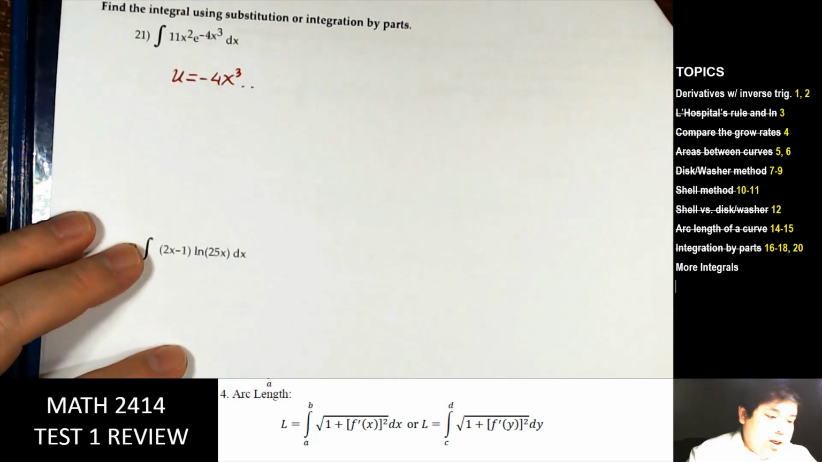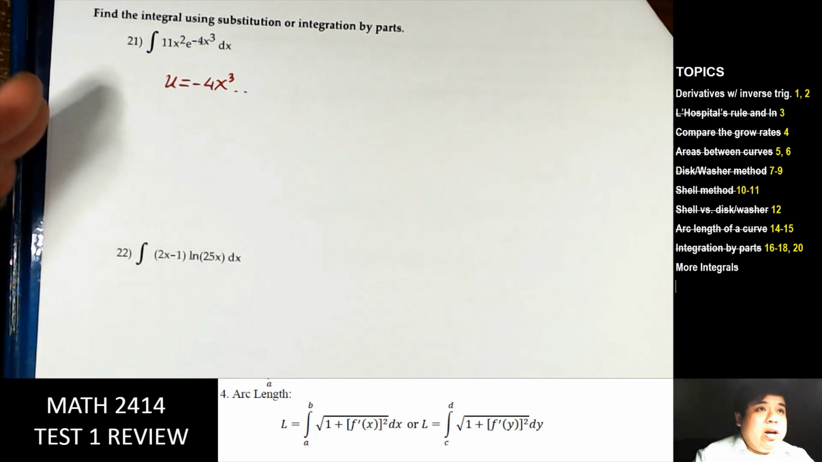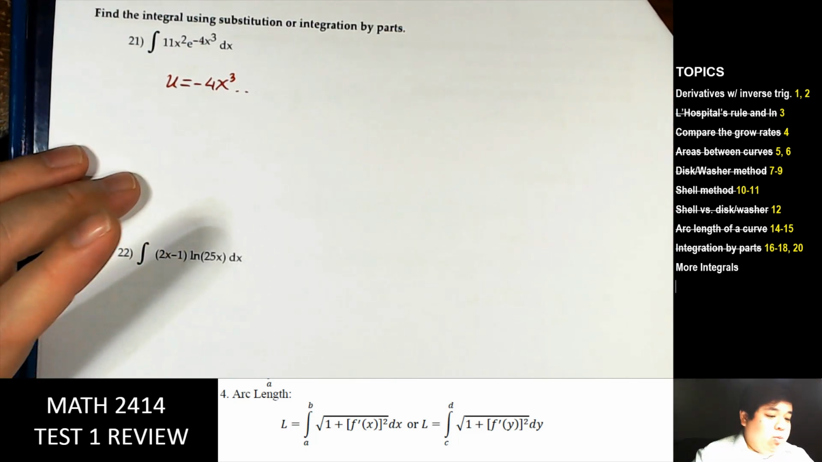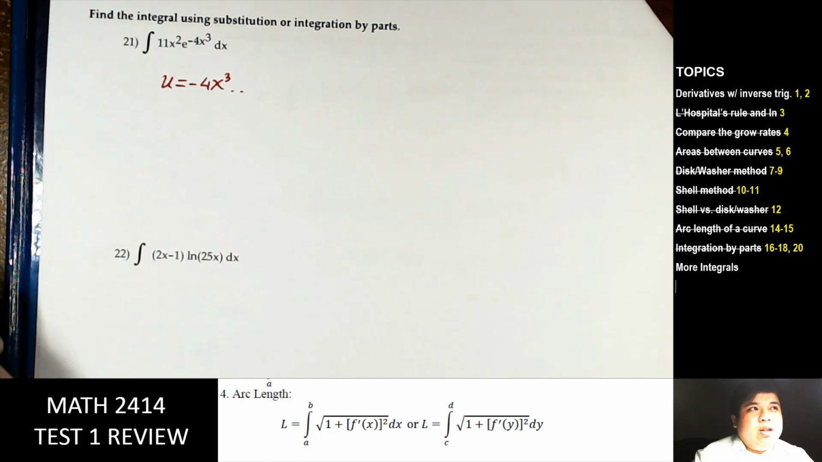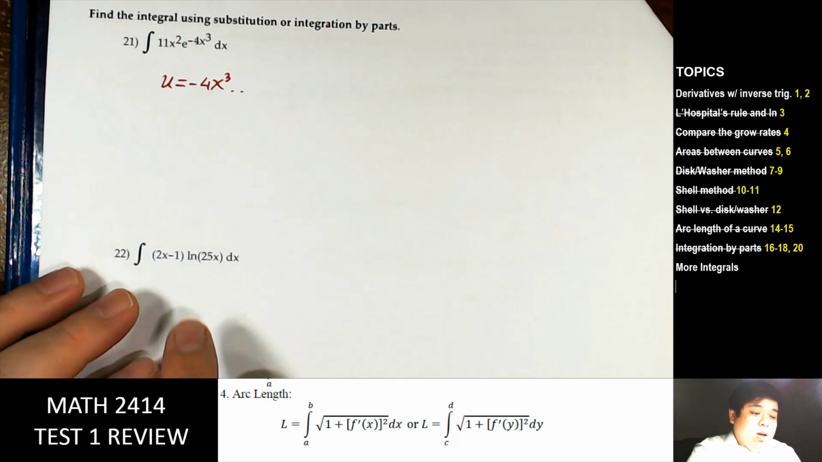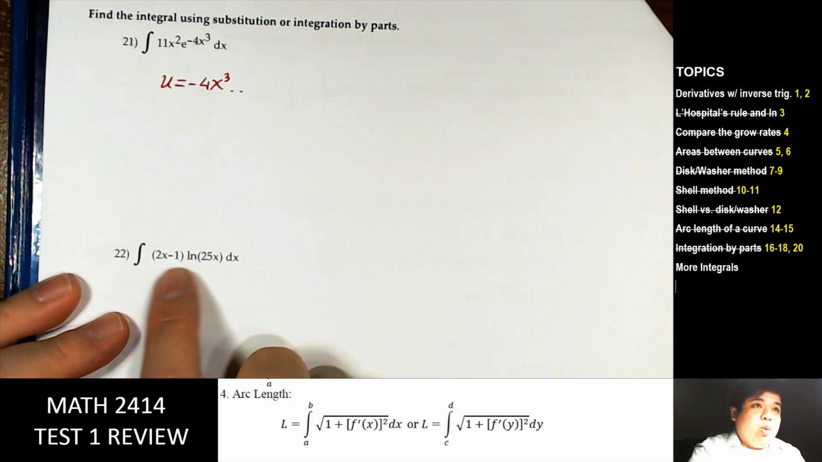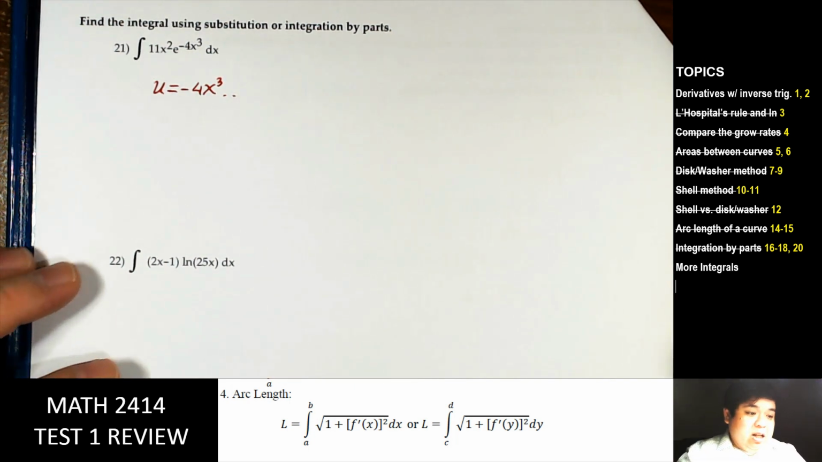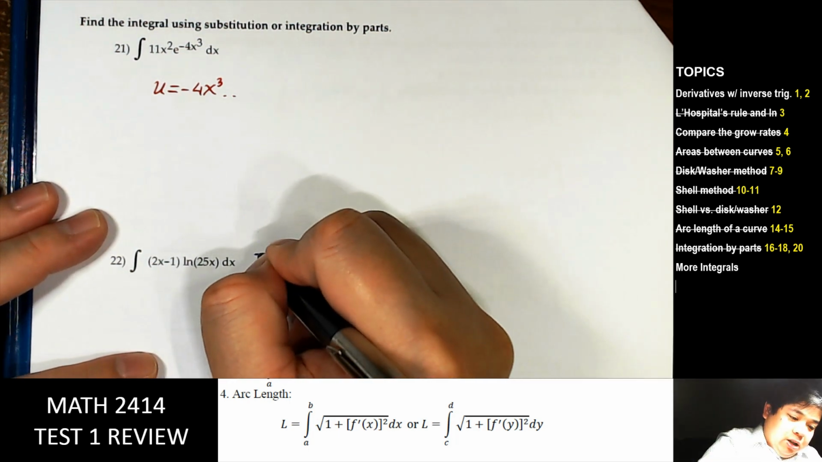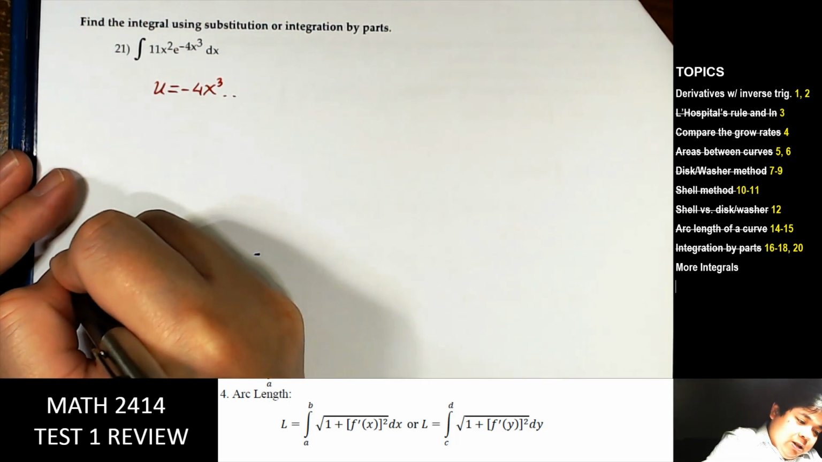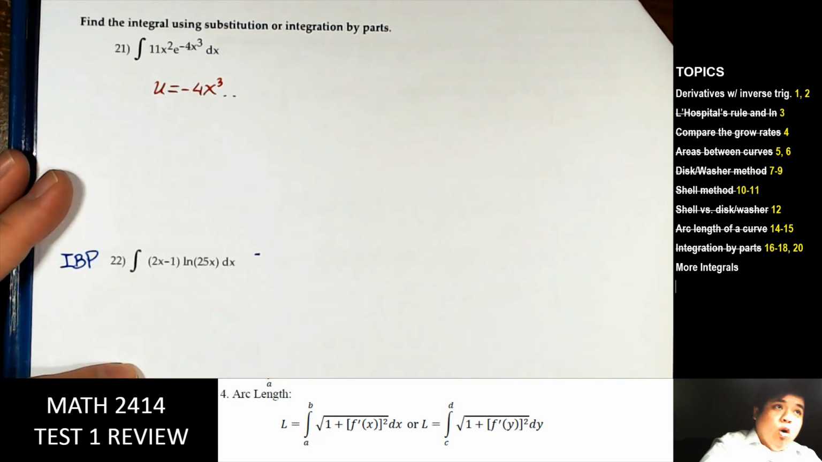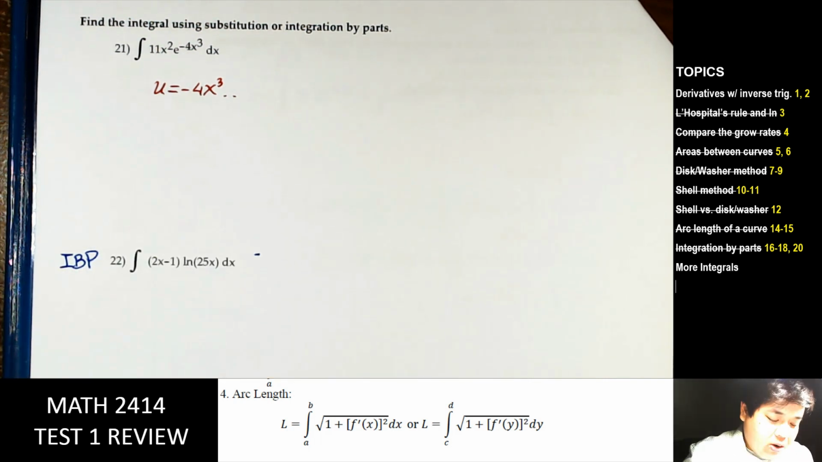The next one. Usually every time we have ln, it's not going to be a substitution. I mean, I've said usually, so it's not all the time. So when we have the product with ln like this, that is integration by parts. So this is integration by parts. We'll go back and do that using integration by parts.